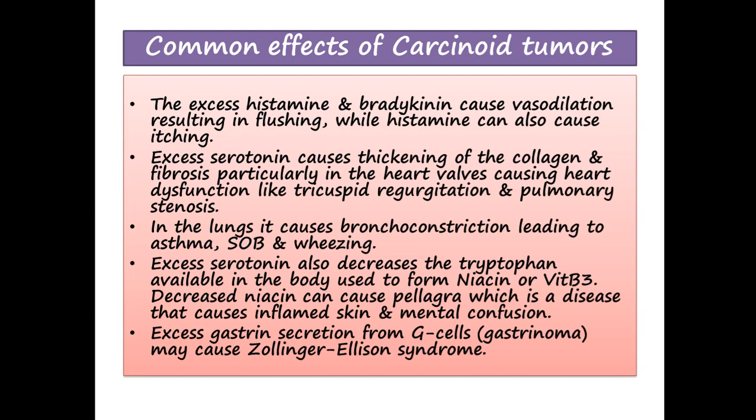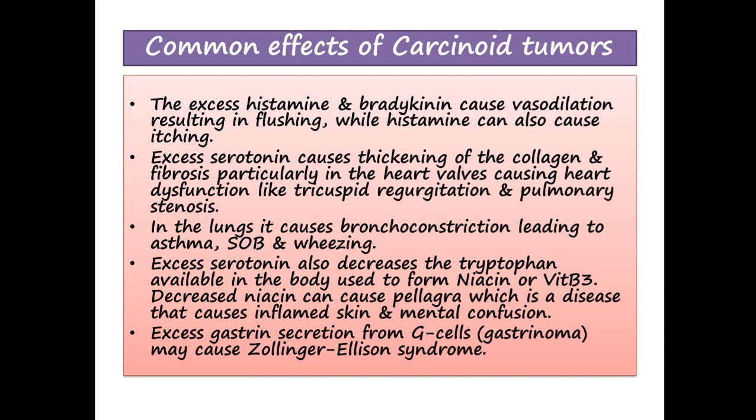So what happens is that in this situation a deficiency of niacin or vitamin B3 occurs, and we know the deficiency of niacin or vitamin B3 will lead to the disease known as pellagra. Pellagra is characterized by inflamed skin and sometimes mental confusion, and in carcinoid syndrome the underlying cause is that the available tryptophan is mostly used for the formation of serotonin, and little or no tryptophan is left for the formation of vitamin B3, which leads to vitamin B3 deficiency and pellagra.